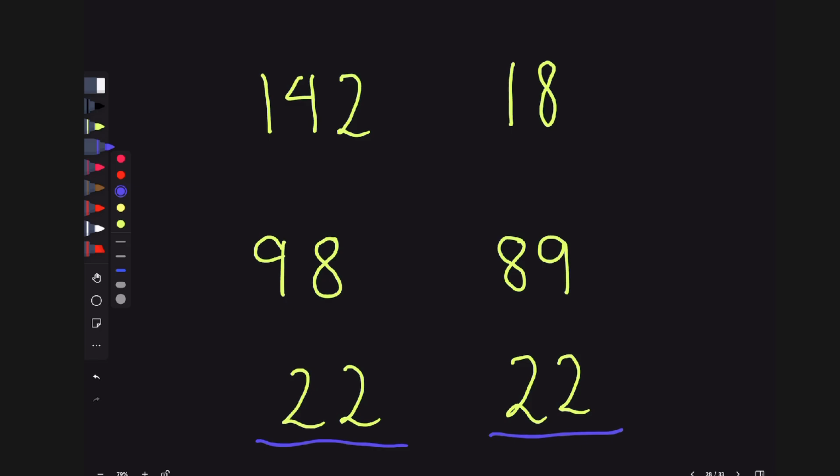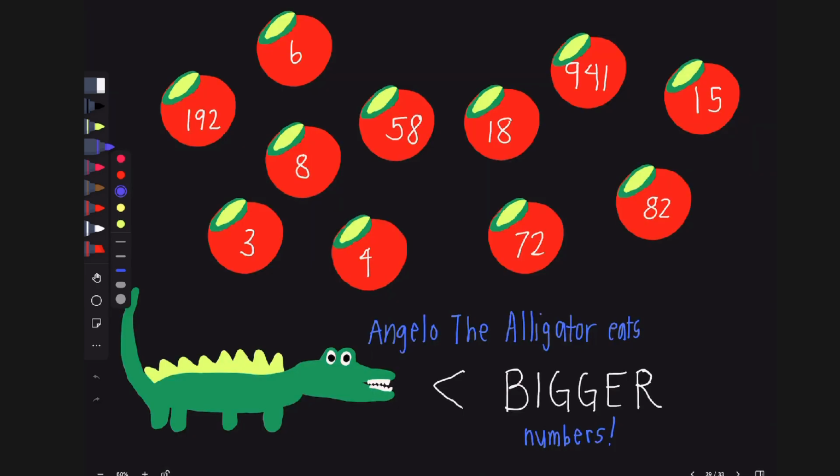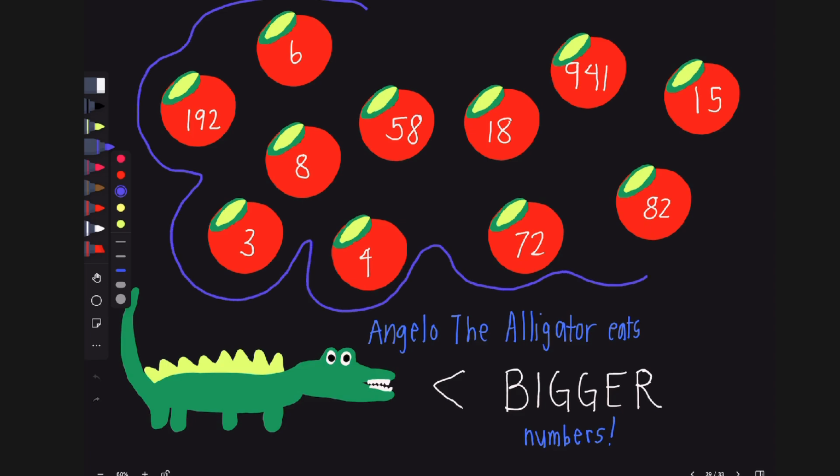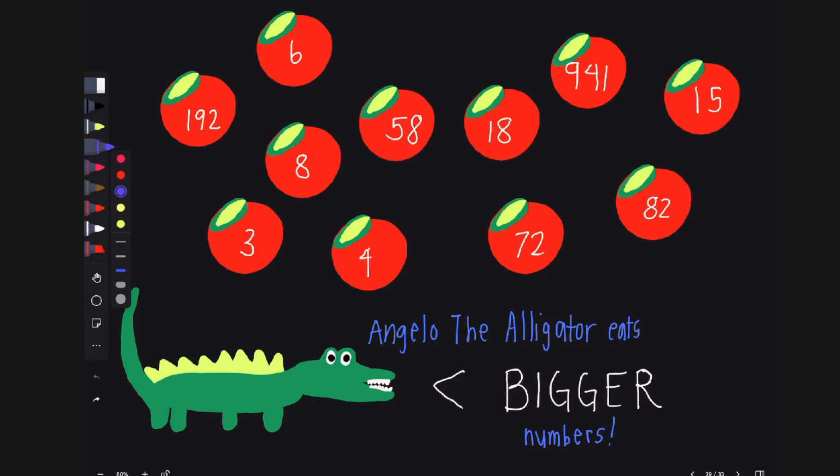Something looks a little different here. The numbers have the exact same place value, exact same digits, and they're exactly the same. So we know that this means that the numbers are equal or the same. Angelo the alligator sees so many numbers with different place values. Can you take a pause on the video and read these numbers aloud?